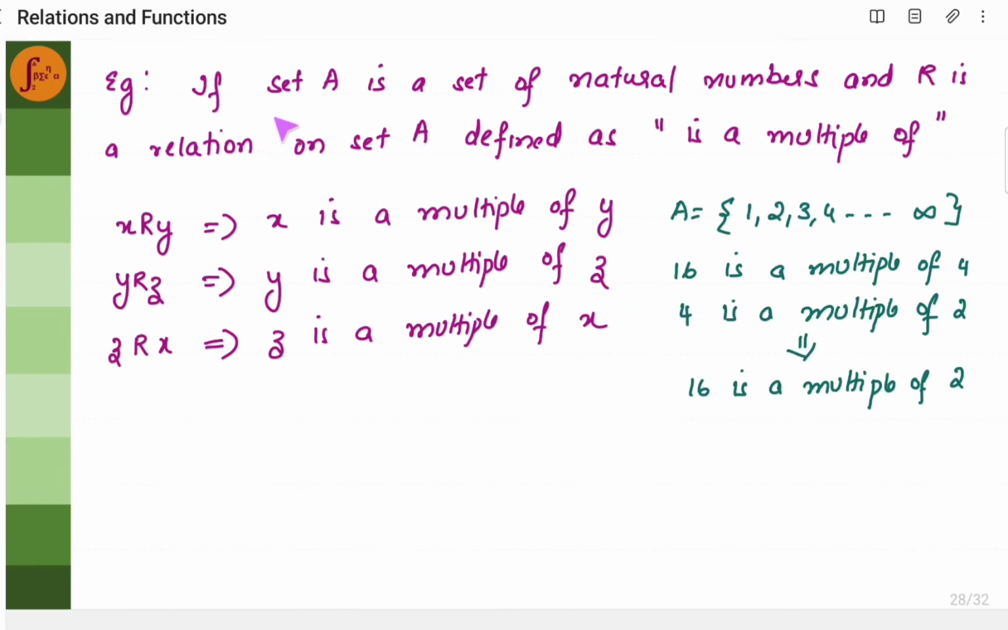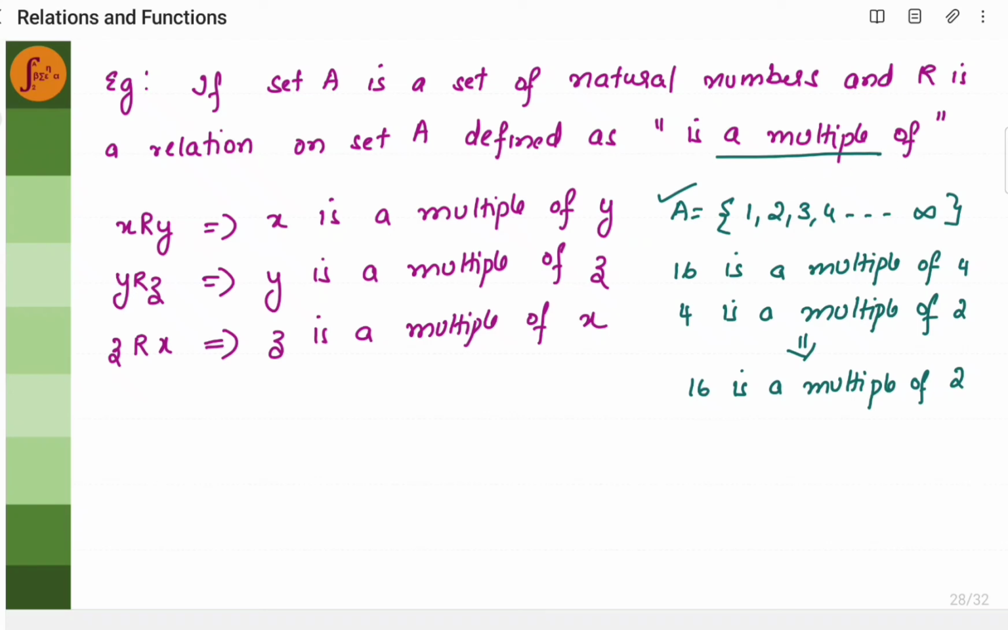Let's take another example where it is told that set A is a set of natural numbers, right? Set A is natural numbers. So, basically 1, 2, 3, 4 till infinity, right? There are infinite natural numbers. And R is a relation on set A. So, there is relation R on this particular set. And what is the relationship? E is a multiple of.